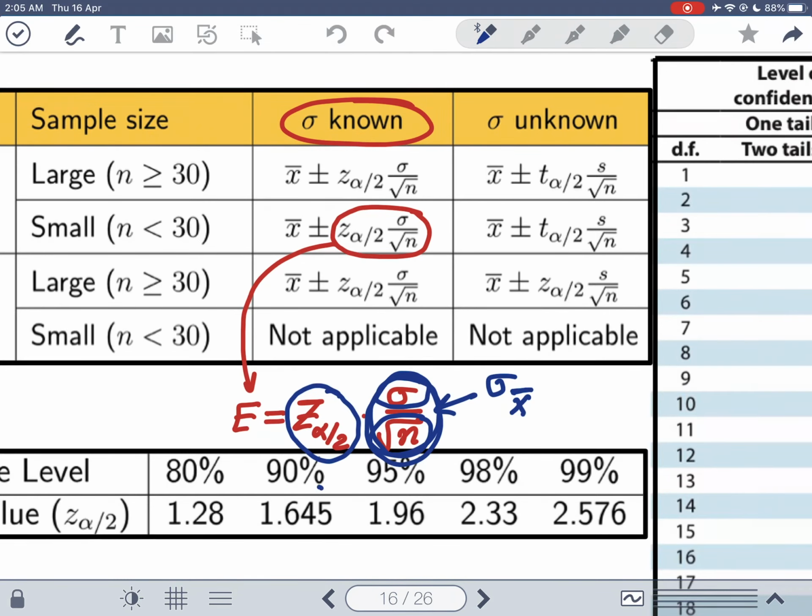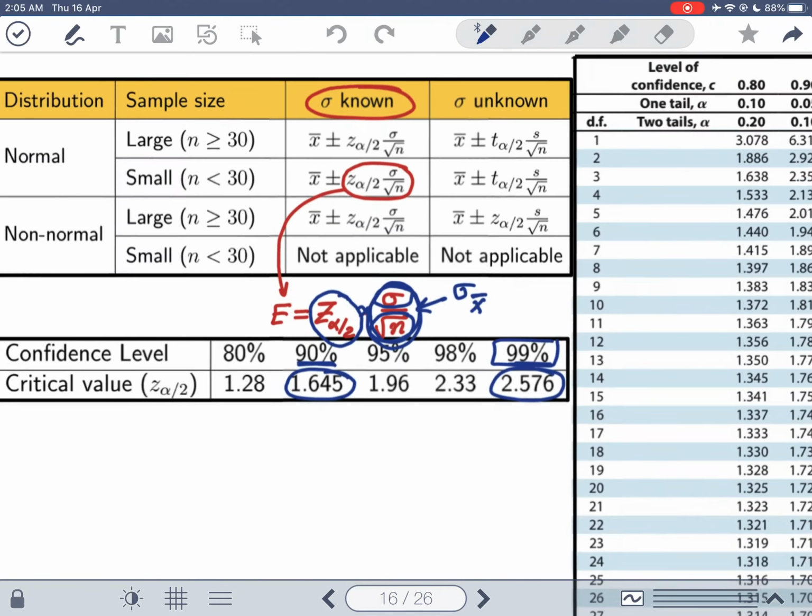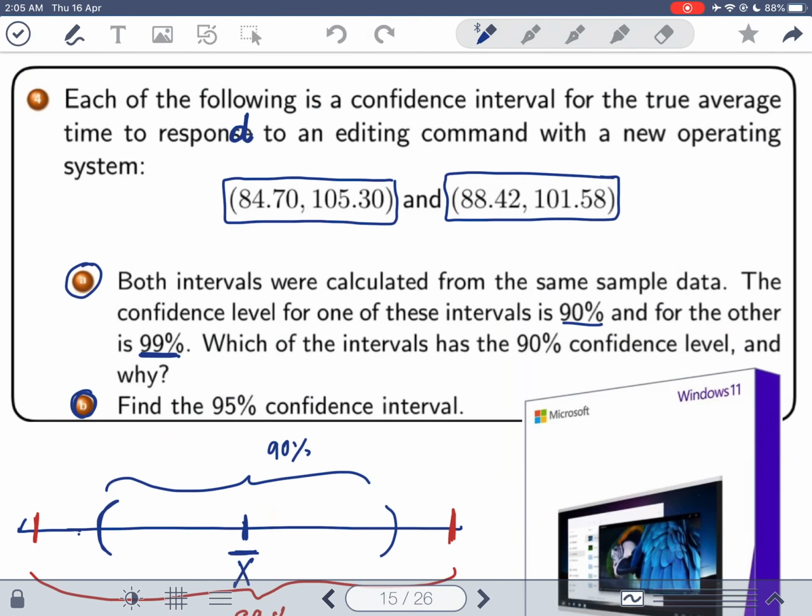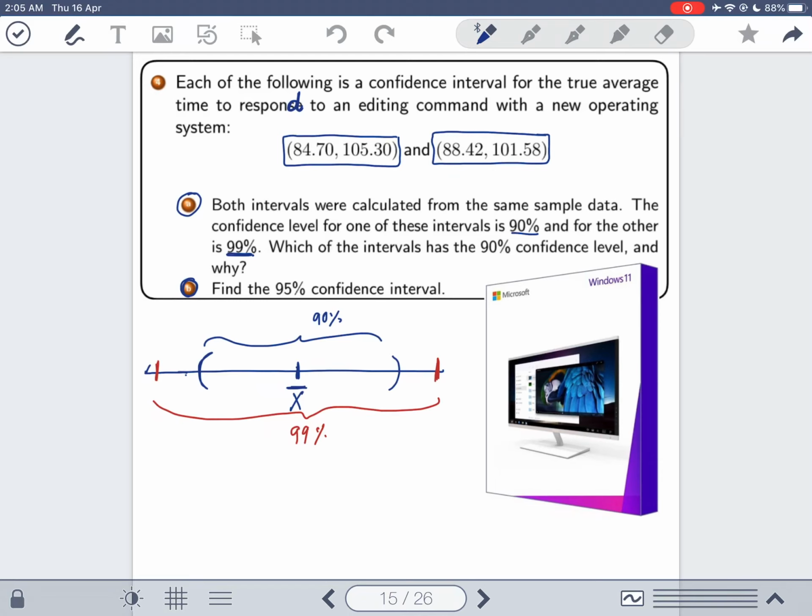Now look here, for 90% confidence, z sub alpha over 2 is 1.645. For 99, it's bigger, it's 2.576. So when you multiply it by the same number, of course, the 99% confidence will be a bigger interval. Okay, that's very nice to know. So the bigger interval is the 99. Now look back at the two intervals. Which one of them is bigger?